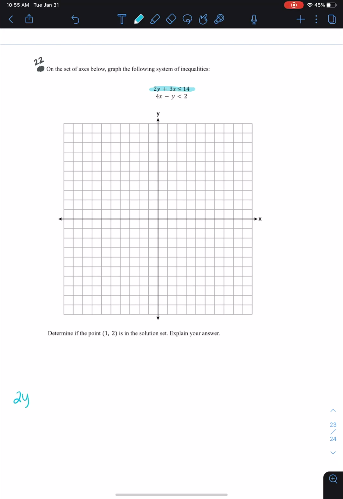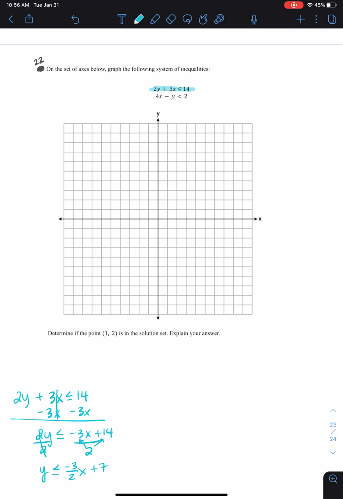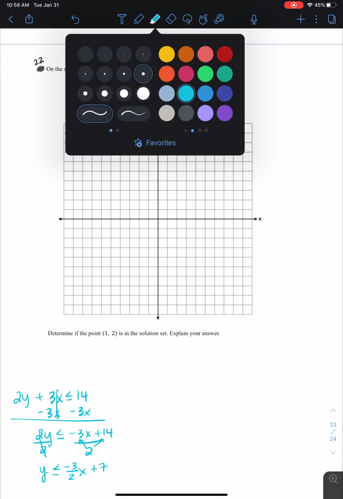Let's isolate y. So 2y plus 3x is less than or equal to 14. We're going to subtract 3x from both sides, and we're left with 2y is less than or equal to negative 3x plus 14. We divide by 2 on both sides to isolate y, and y is less than or equal to negative 3 over 2 x plus 7. So this is one expression taken care of.